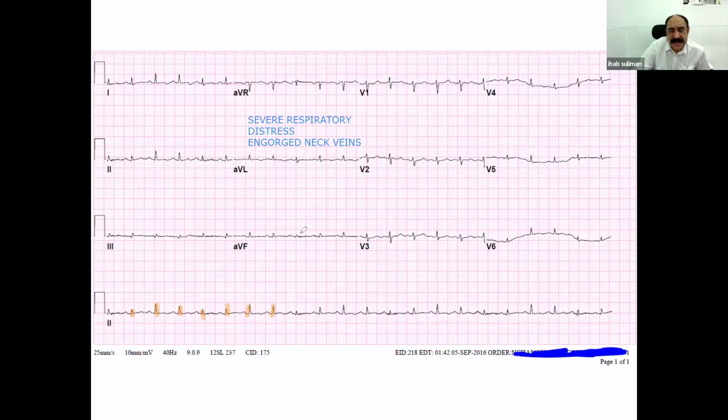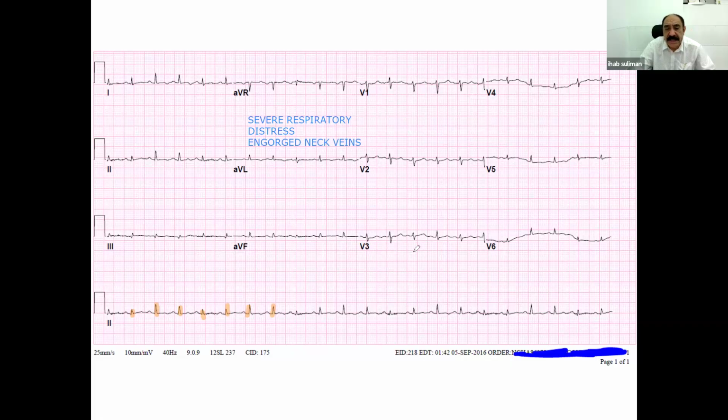The low voltage is actually involving both limb leads and precordial leads. So this is a massive pericardial effusion with tamponade. And what do you call this phenomenon of abnormal QRS? We call it electrical alternans.